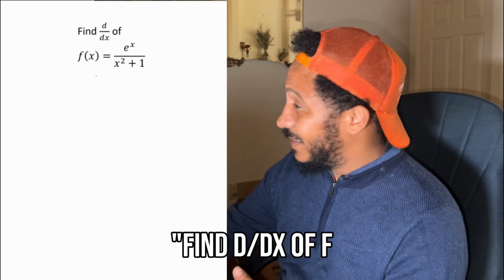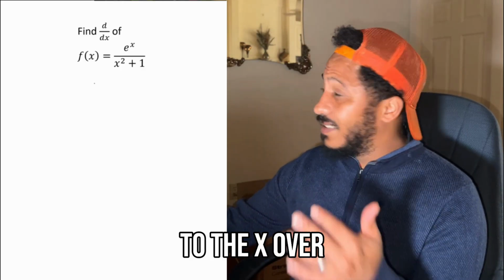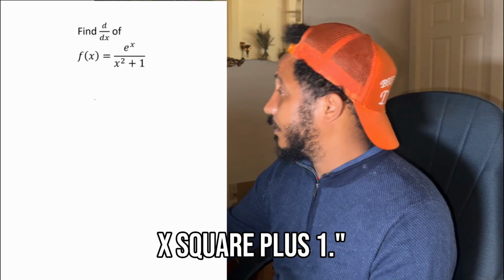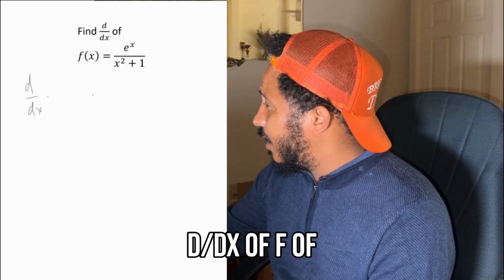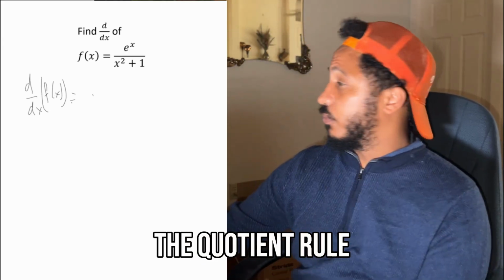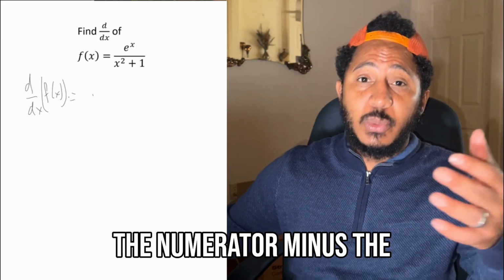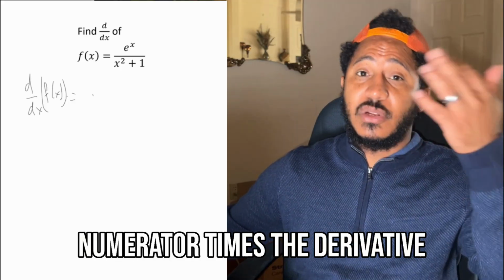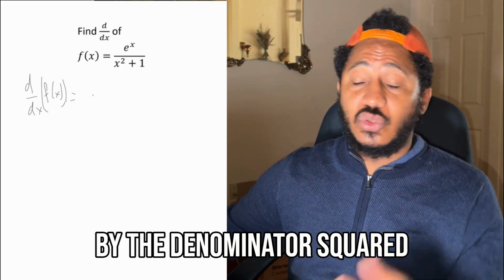This one says find d dx of f of x equals e to the x over x squared plus 1. So how do we find d dx of f of x when f of x is a quotient? We have what's called the quotient rule, which is the denominator times the derivative of the numerator minus the numerator times the derivative of the denominator, divided by the denominator squared.